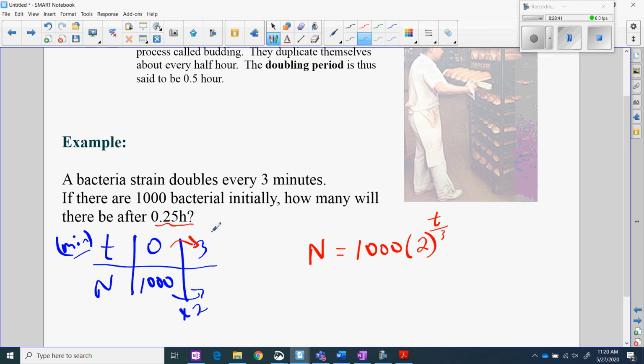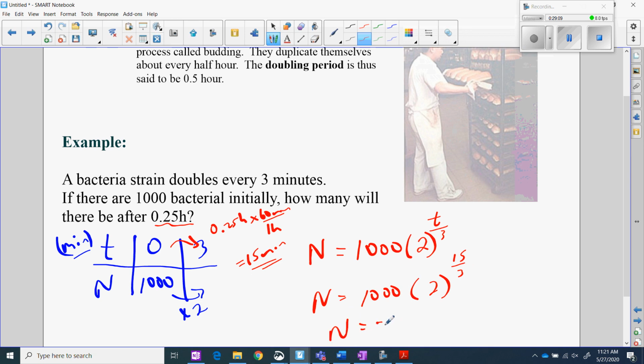Then it says, how many will there be after a quarter of an hour? Well, 0.25 of an hour, right? In 1 hour, there's 60 minutes, so you multiply that by 60 and you get 15 minutes. So I'm going to put 15 here, not 0.25. N equals 1,000 times 2 to the 15 over 3. 15 over 3 is 5. 2 to the 5 is 32. 32 times 1,000. That one was easy enough; we could do it in our head. There'd be 32,000 of these bacteria after 15 minutes.